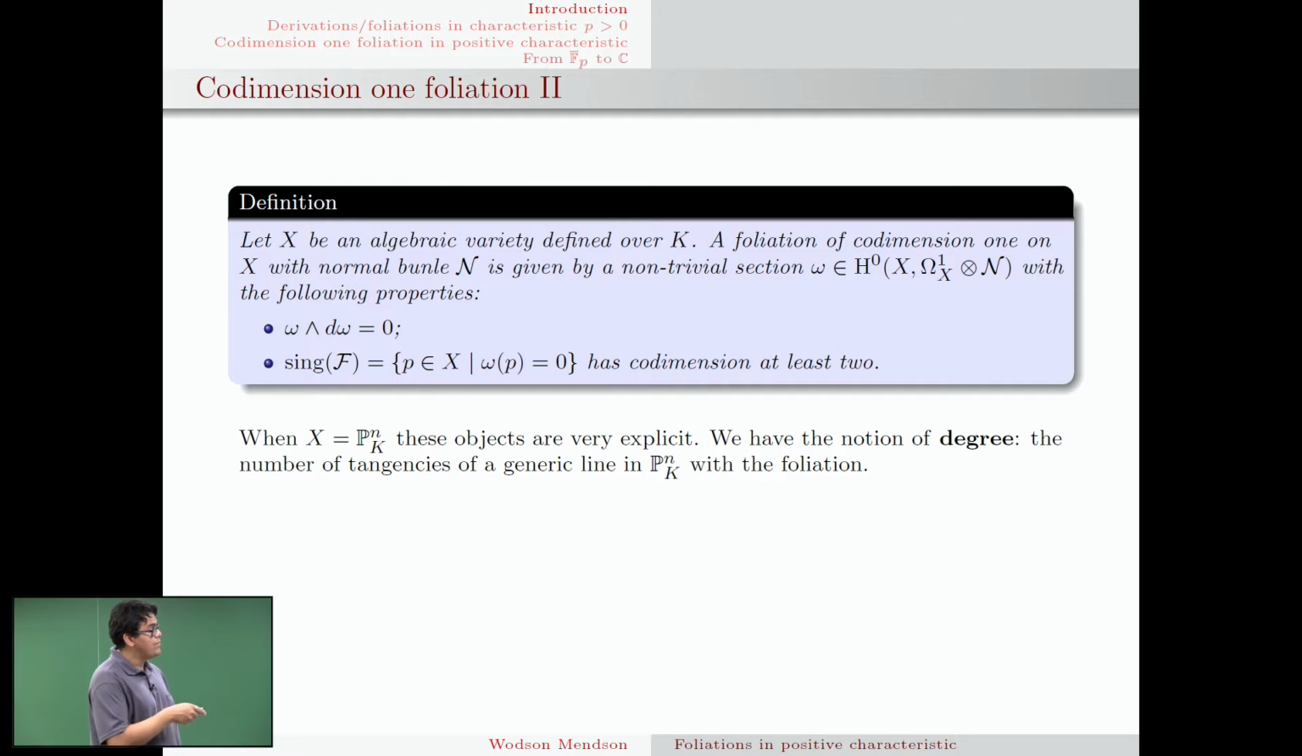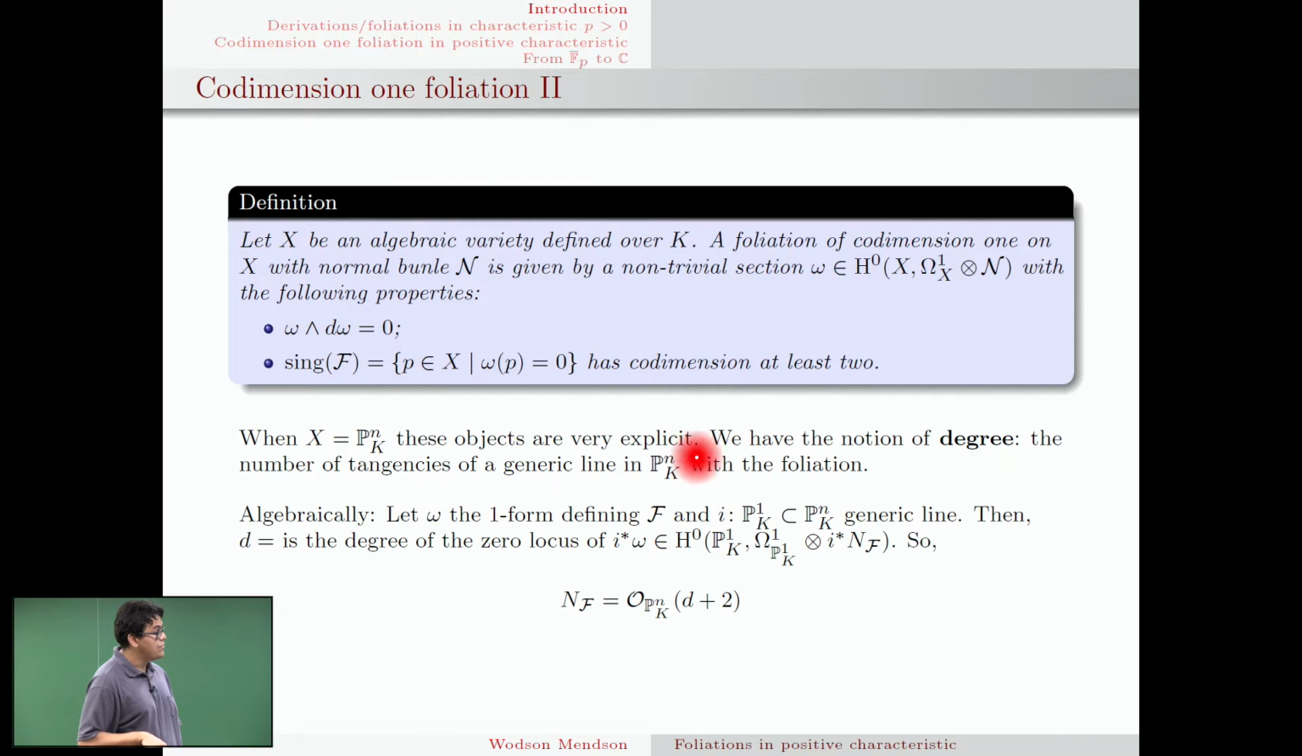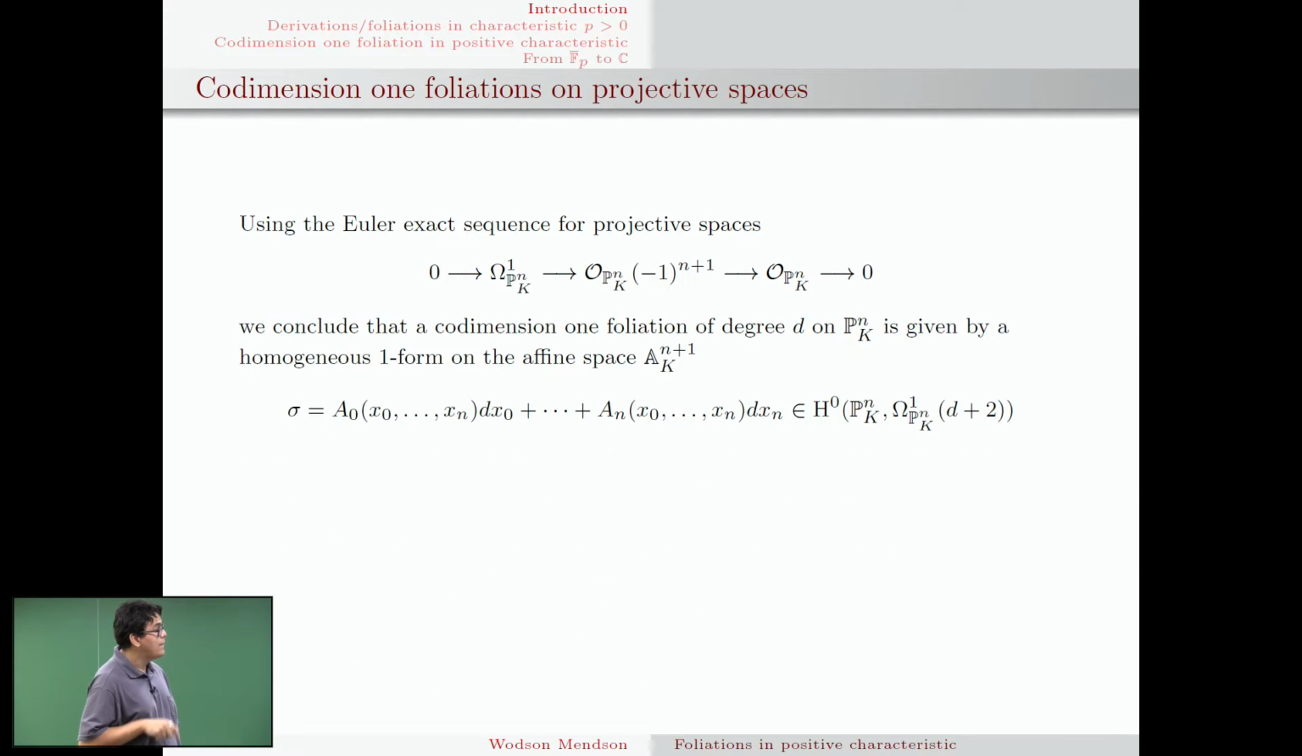When X is a projective space, we can write explicit polynomial equations for this, and we have the notion of degree, which is the number of tangencies of a generic line in P^n with the foliation. Algebraically it is just this. So we take a line in P^n, we take a 1-form defining the foliation, we contract, and we restrict it to this line, and the degree is the degree of the zero locus of this form. In particular, we get this. So explicitly, we can write the polynomial equations for the foliations.